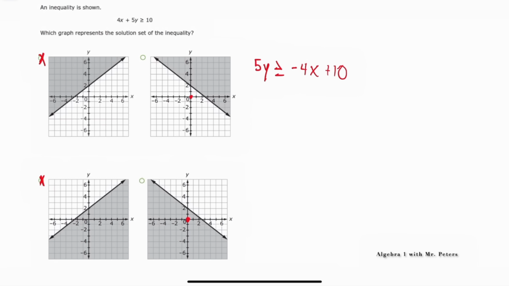And I'm going to pick the ordered pair 0, 0 and plug it into the original equation, right? So once we do this, we notice that we're going to have the statement 0 is greater than or equal to 10. So because this is not a true statement, we're going to shade in the area that does not have this point, which would be answer choice C. D is where the shading is going to be incorrect.